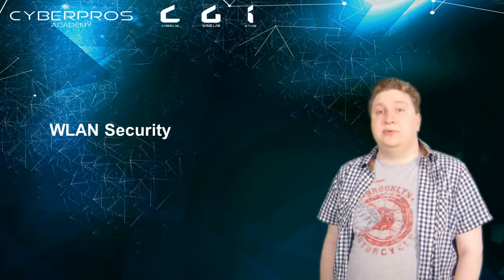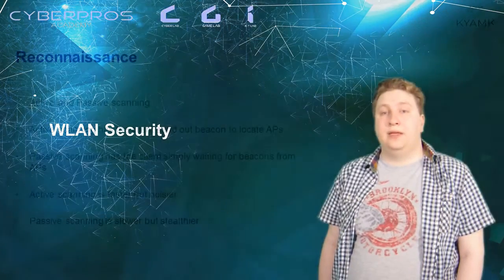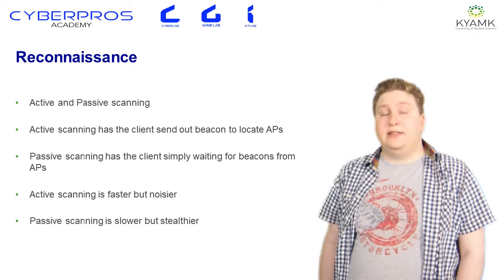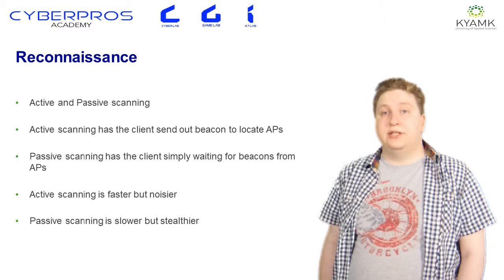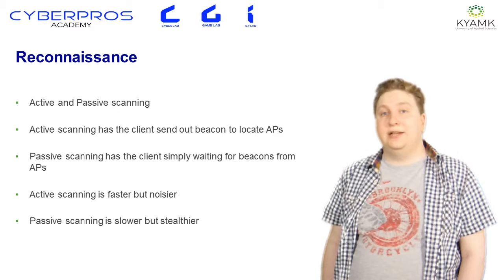This chapter is about wireless LAN security. When an attacker targets a wireless LAN, they will usually have to conduct reconnaissance to find the networks. This can be done either by using passive scanning or active scanning.